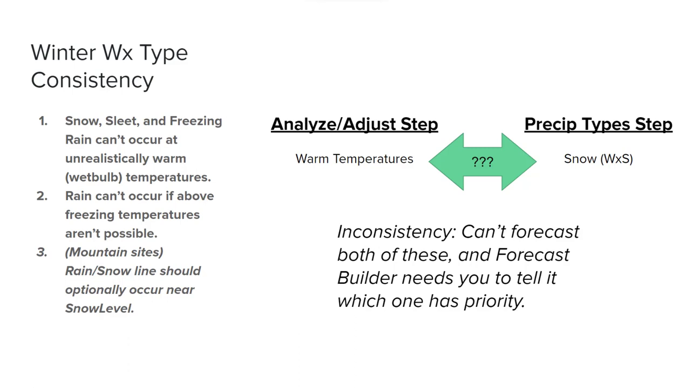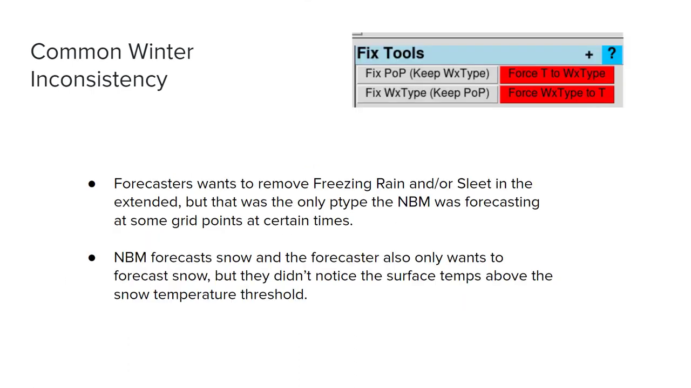Essentially, the issue is that you may forecast warm temperatures in the analyze adjust step at a certain grid point, but in the precip type step, you may also forecast something like snow. Of course, this is probably an inadvertent oversight on your part, but it's still inconsistent. You can't forecast both, so you'll need to tell ForecastBuilder which one has priority. Like the pop and weather type inconsistencies, you'll have a button pair to pick from when there's an inconsistency.